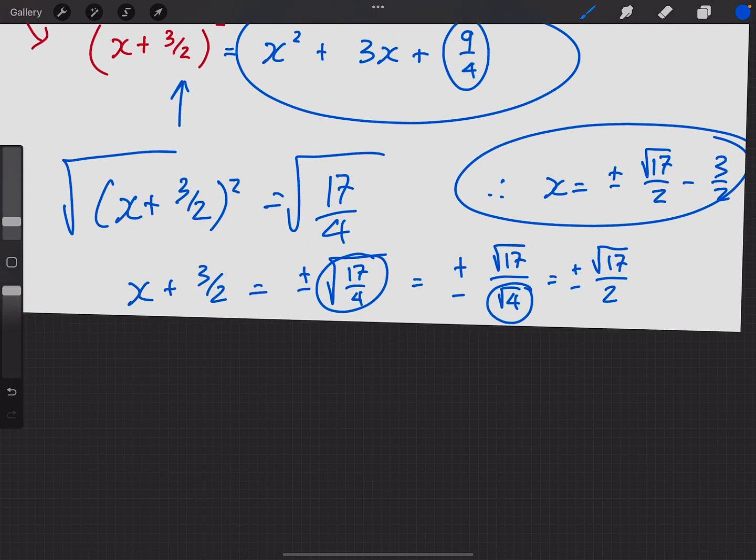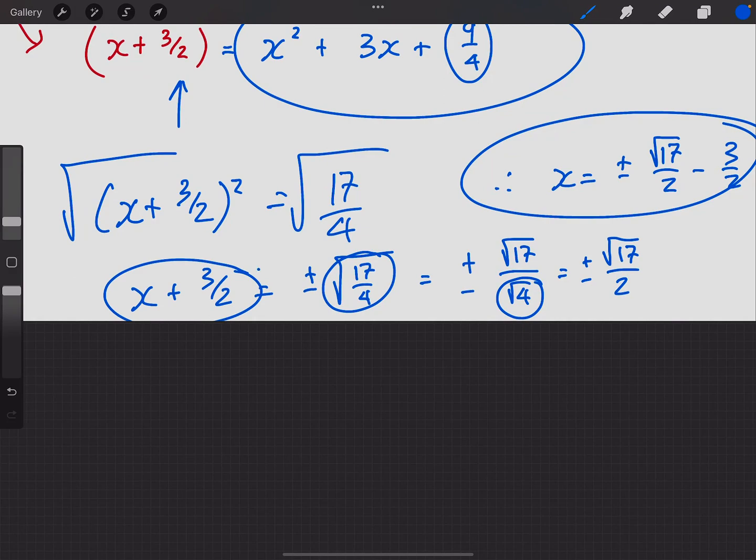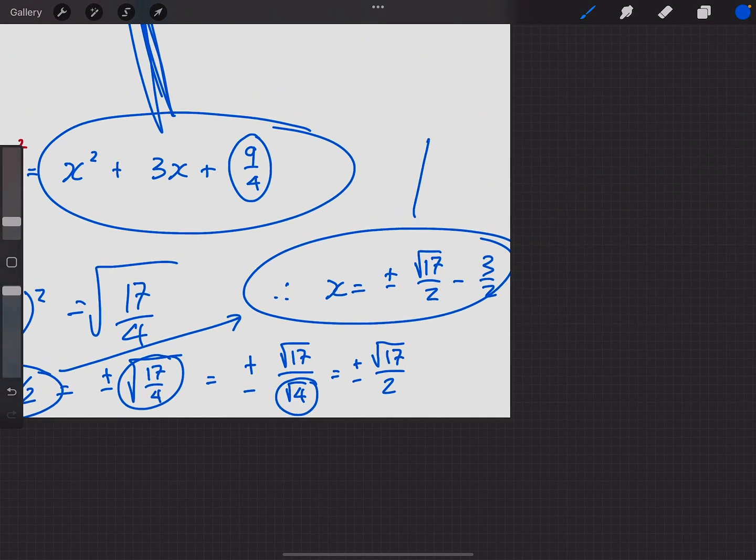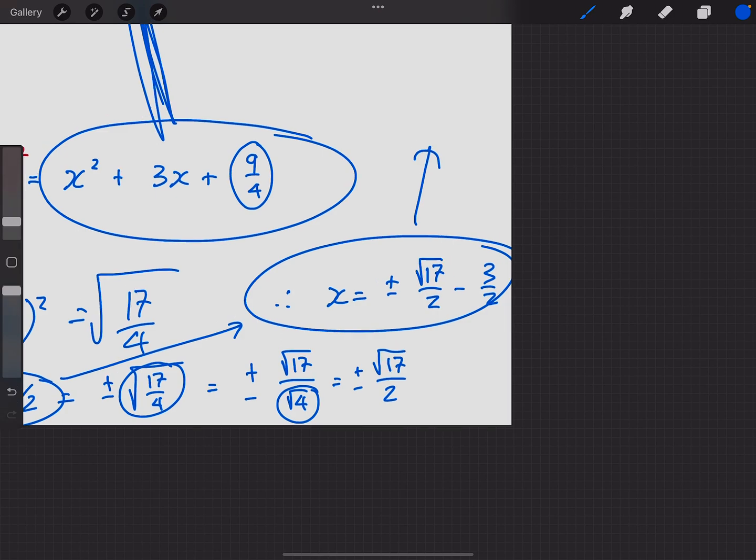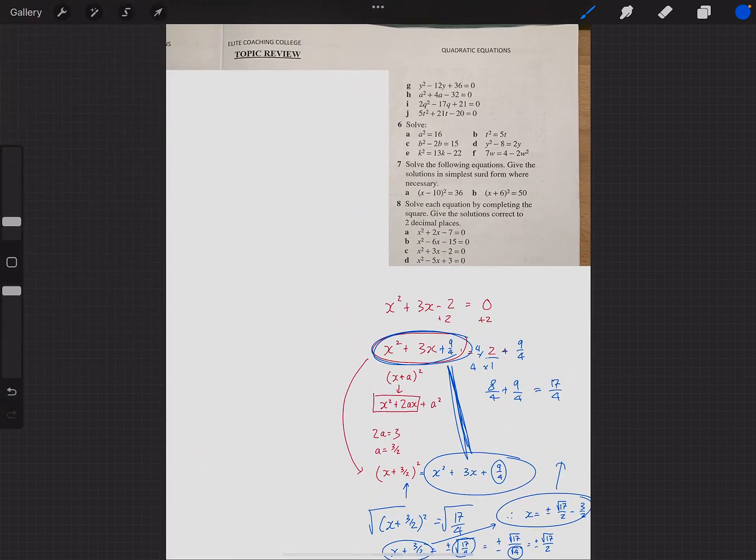Why did I minus 3 on 2? Because I want to solve for x. Okay, and then just use a calculator to get the answers. Okay, you should be able to do the last question by yourself. Hope that helps.